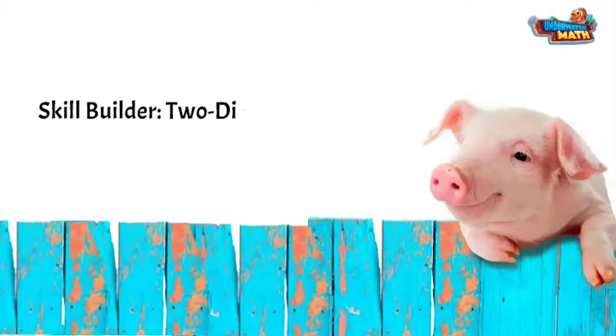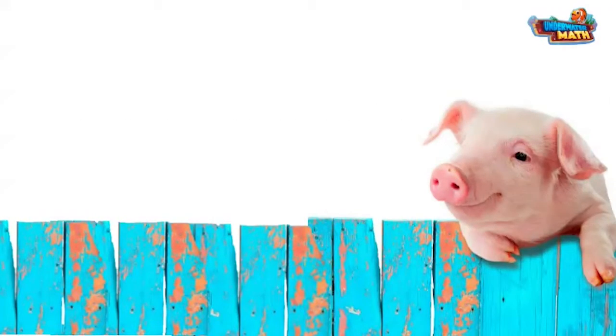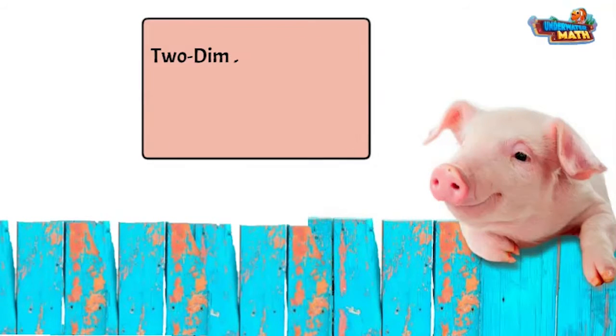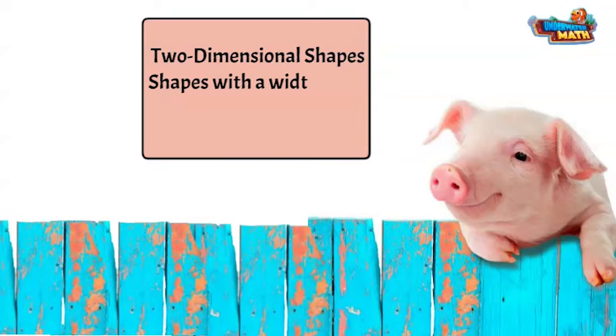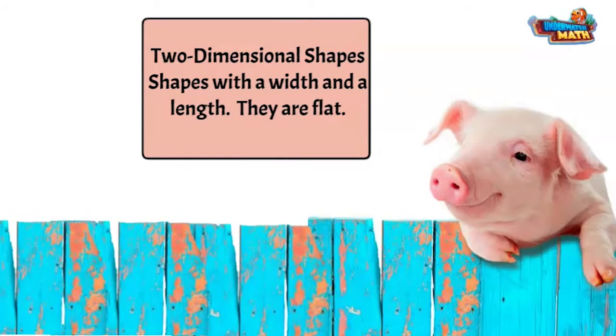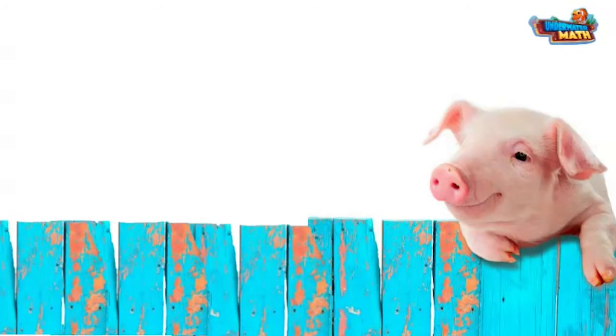Skill Builder, Two-Dimensional Shapes. Hi, I am Polly and I want to talk to you about two-dimensional shapes. Two-dimensional shapes are shapes with a width and length. They are flat. When working with two-dimensional shapes, there are a couple of terms that will be useful.